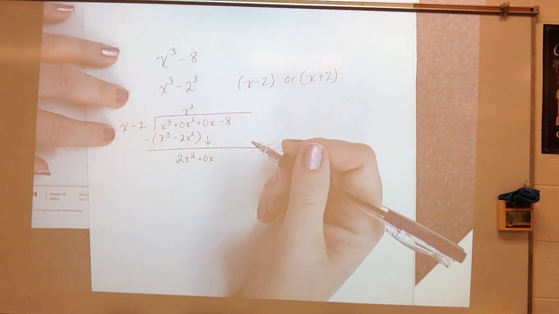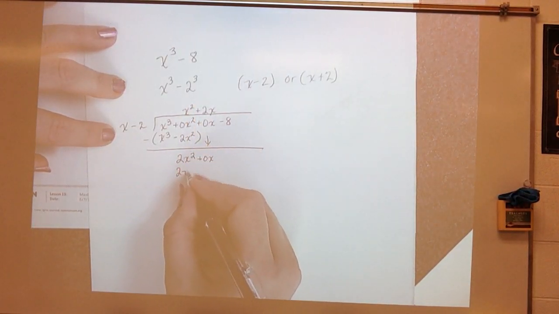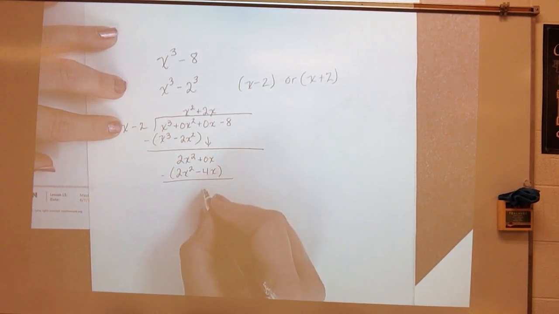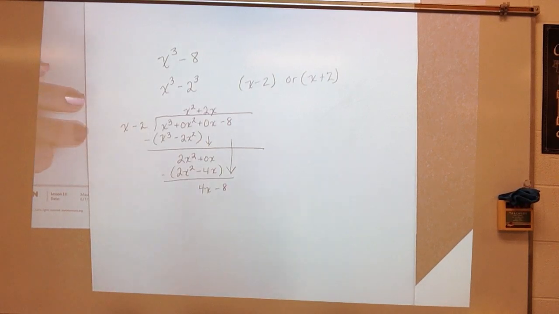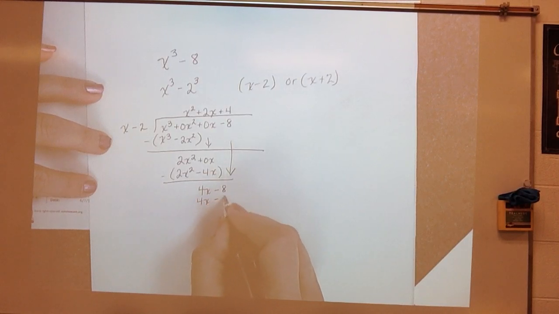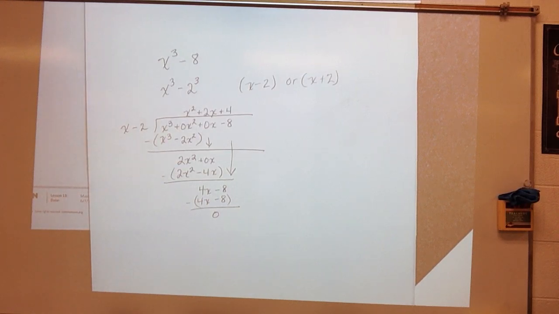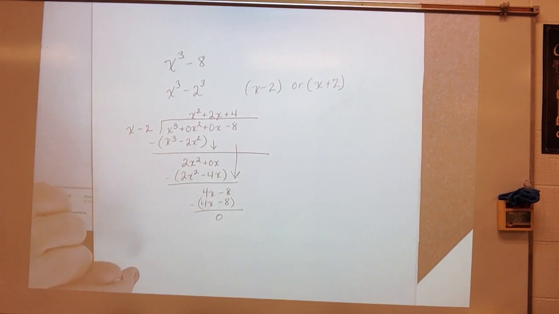All right, so what times x gives me 2x squared? That would be 2x. So I have 2x squared minus 4x. Subtract. I get 0 minus a negative 4x, which is 4x minus 8. Bring that down. So what times x gives me 4x? 4. So 4x minus 8. Subtract. So we see that x minus 2 is a factor because it zeroes out here. There's no remainder. So I know that x minus 2 is a factor.